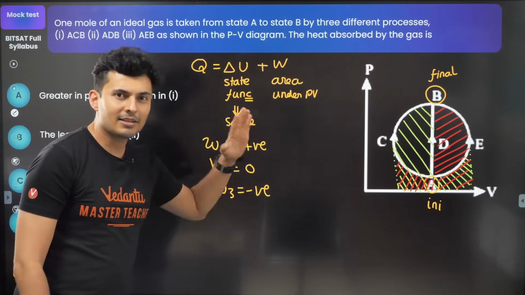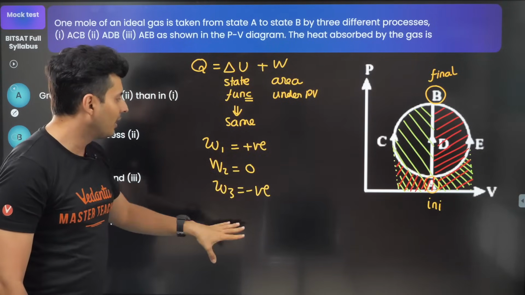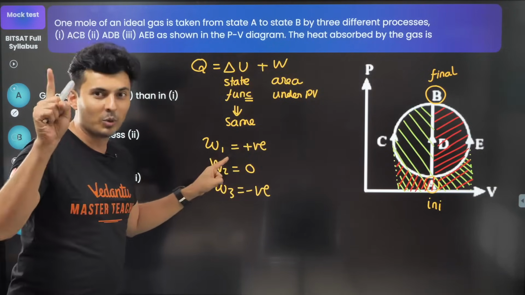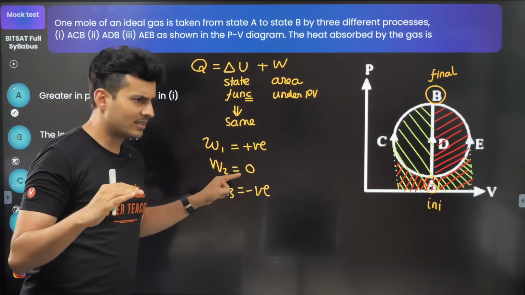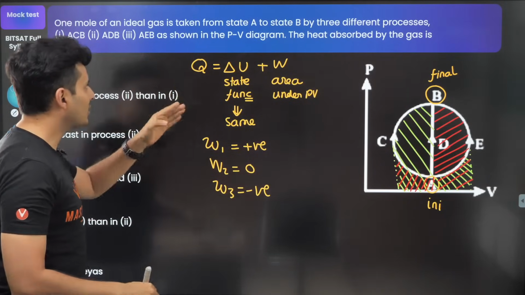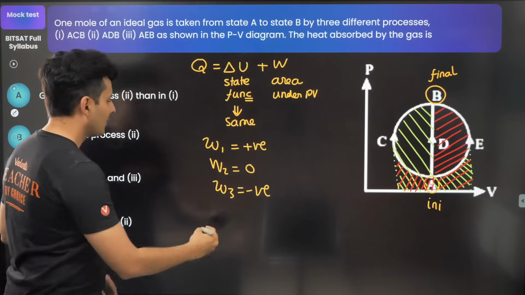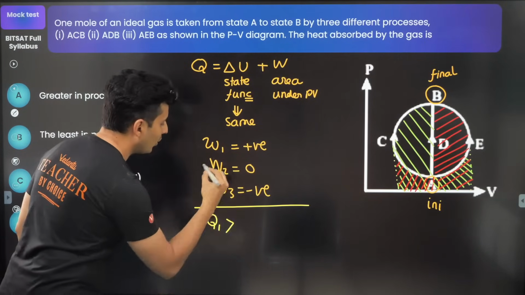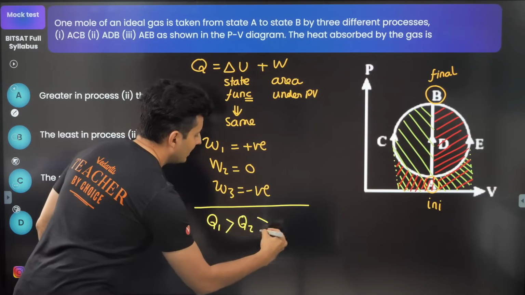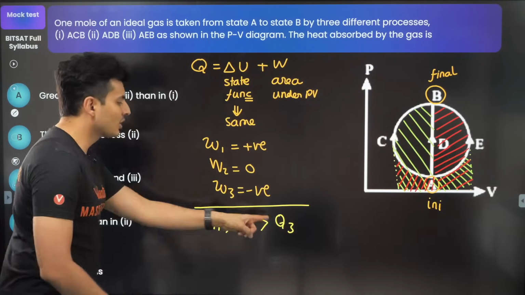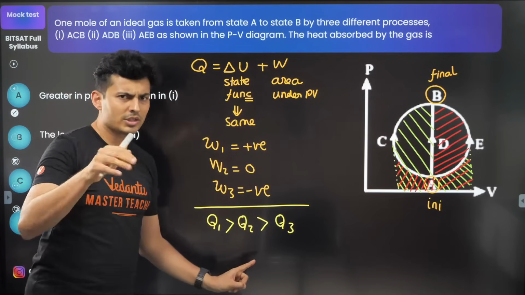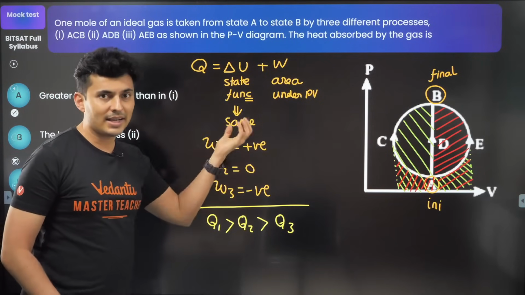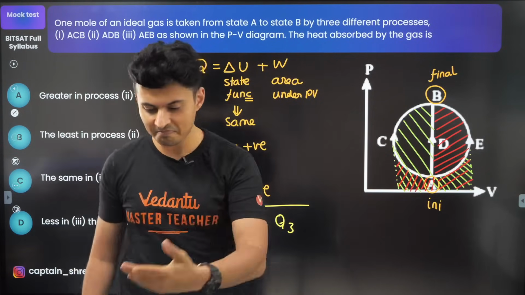That's enough for us to compare work. So obviously work 1 is more because it's positive. Work 2 is less. Work 3 is the least. Naturally Q has a very similar relationship. Q in the first process will be more. Then comes Q2 and then comes Q3, because Q3 will have negative work, Q2 zero, Q1 positive work. So highest heat in the first process.